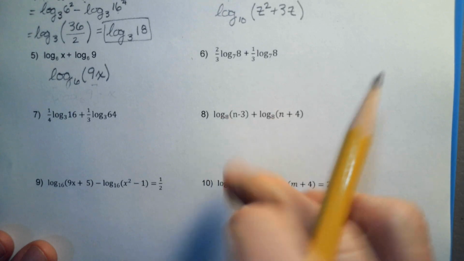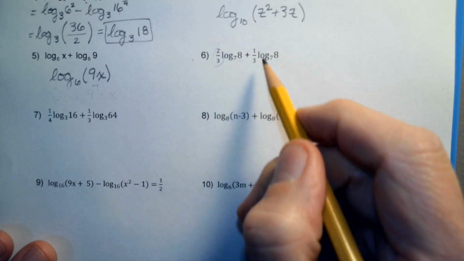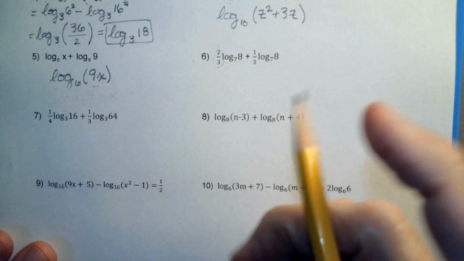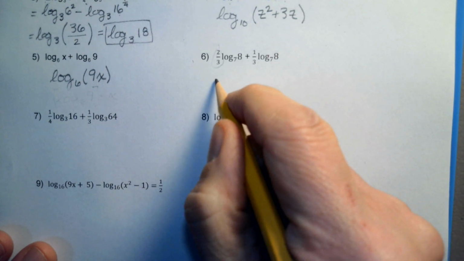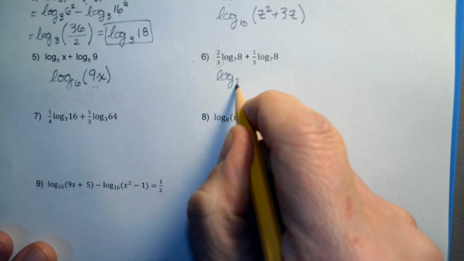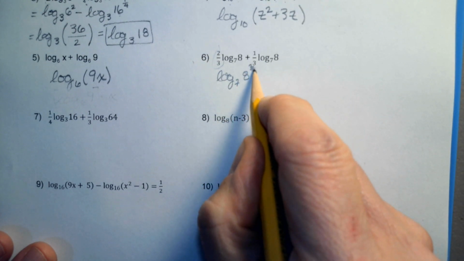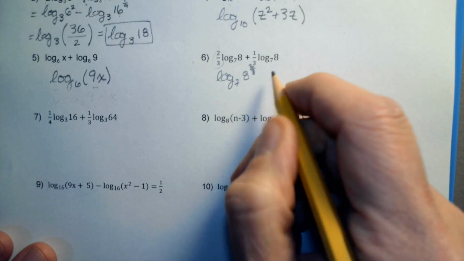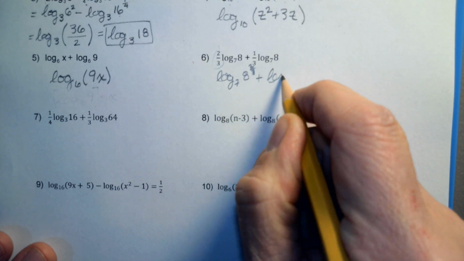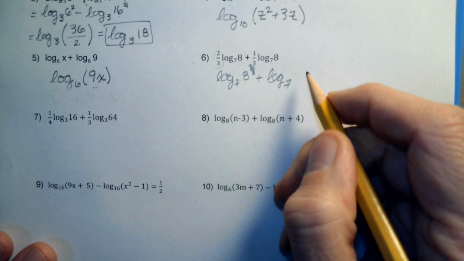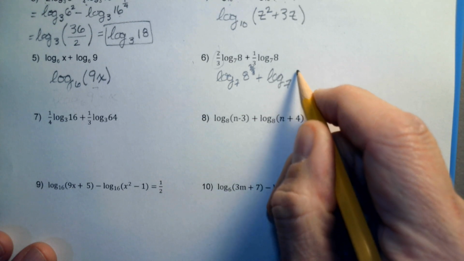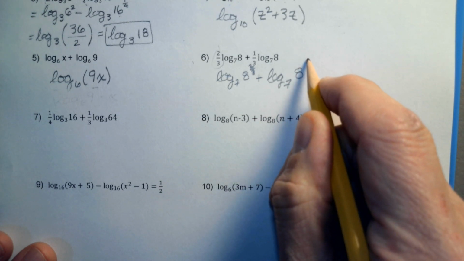Okay, number 6. I'm going to get rid of these coefficients before I can combine these using my product rule. So this is going to be log base 7 of 8 to the 2/3 power plus log base 7 of 8 to the 1/3.